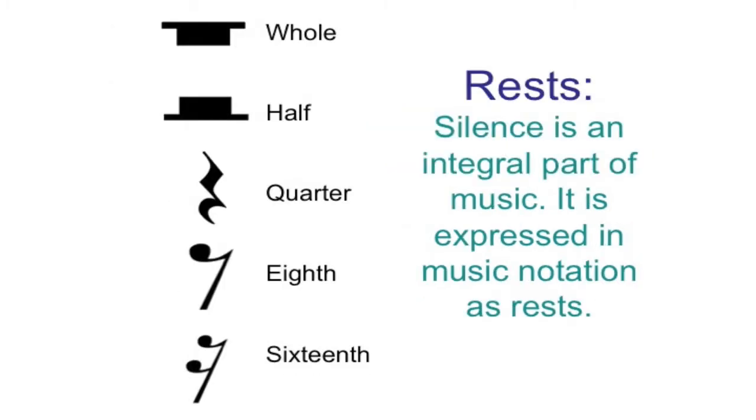Rests. We mentioned this at the beginning. Silence is also an integral part of music, and it has its expression in terms of music notation. The silence we refer to and write as a rest. There are rests that equal the same value as we have notes for. So for example, we have the whole rest, the half rest, the quarter rest, the eighth rest, and the 16th rest.